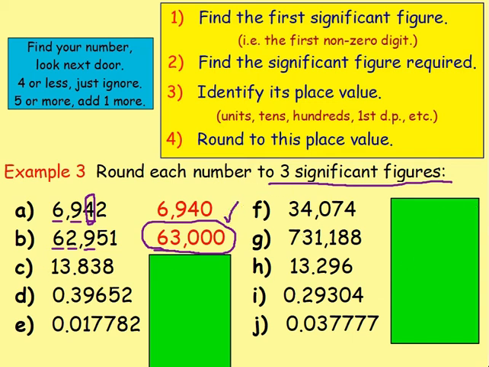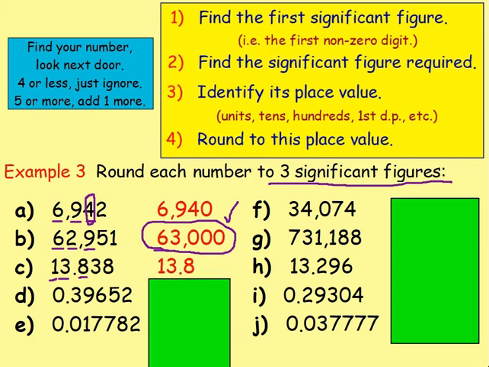With C, we want to round that to 3 significant figures. The first significant figure is the 1. There's the second significant figure. There is the third. That place value is the tenths, or the first decimal place. So we want to round that number to 1 decimal place. So to 1 decimal place, that will be, Andrew, 13.8. Good. We'll go to 13.8.